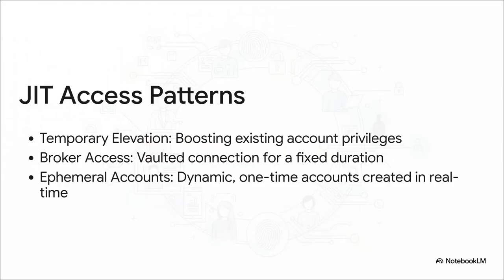We operationalize this zero standing privilege idea using just-in-time, or JIT, access patterns based strictly on location, action, and time. You can do this in 3 ways. Temporary access elevation temporarily boosts an existing account. Broker and remove access uses a vaulted connection for a fixed, limited duration. Or you can use the ultimate secure method, ephemeral accounts. This is where a dynamic, one-time account is created out of thin air, does the job, and is completely destroyed in real time. It drastically shrinks the window of opportunity for any attacker.